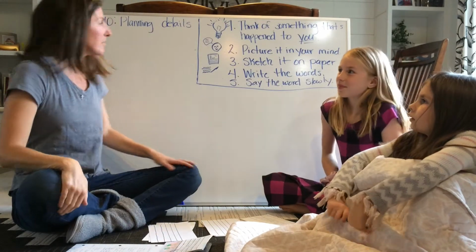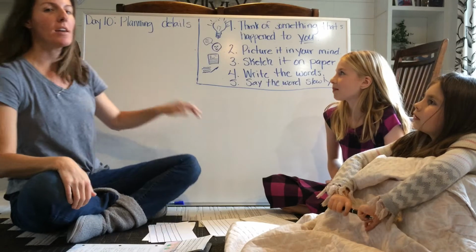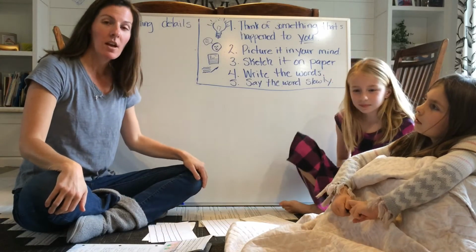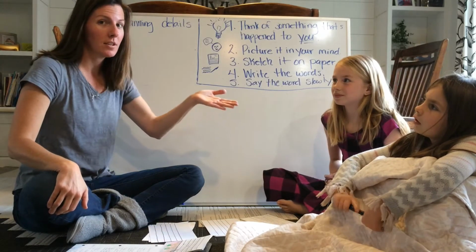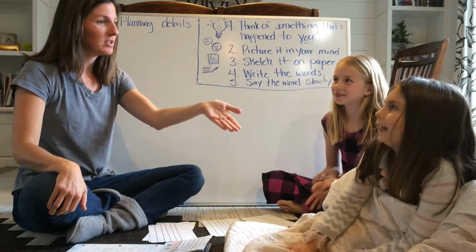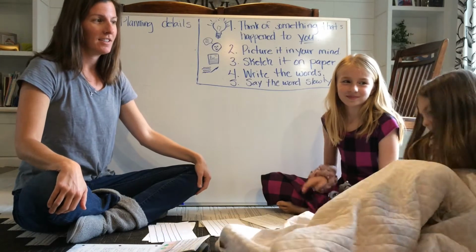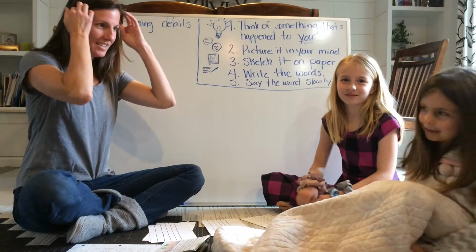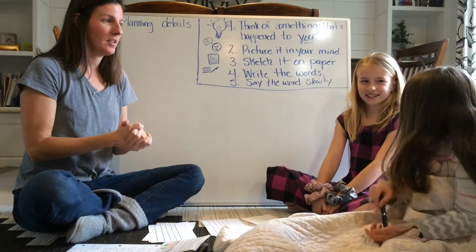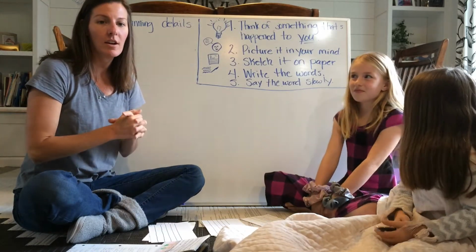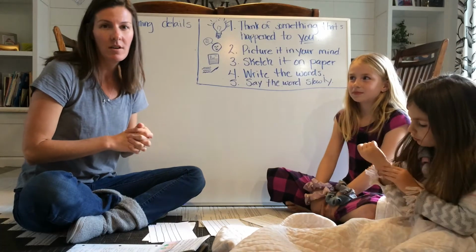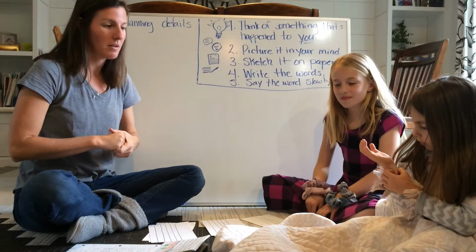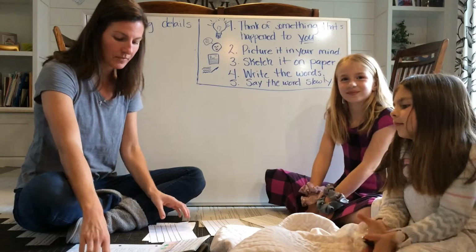Today we are going to be talking about how to plan details in our story. But first, you notice a new person in our video. Her name is Eliana. She's my big sister. She's almost 9. So Eliana's a second grader, but certainly these kind of stories are also appropriate for second graders to be writing. So she's joining us today.